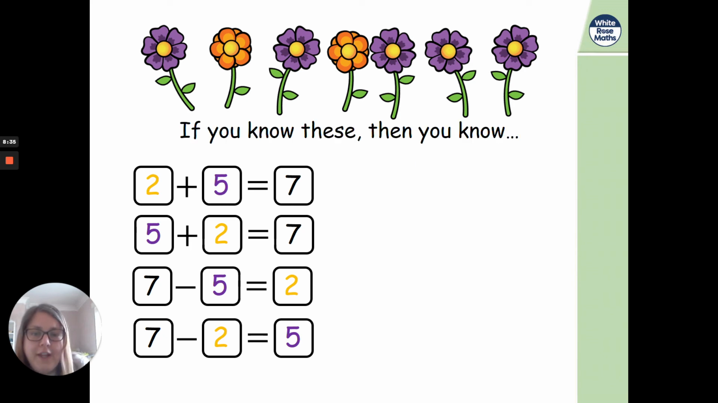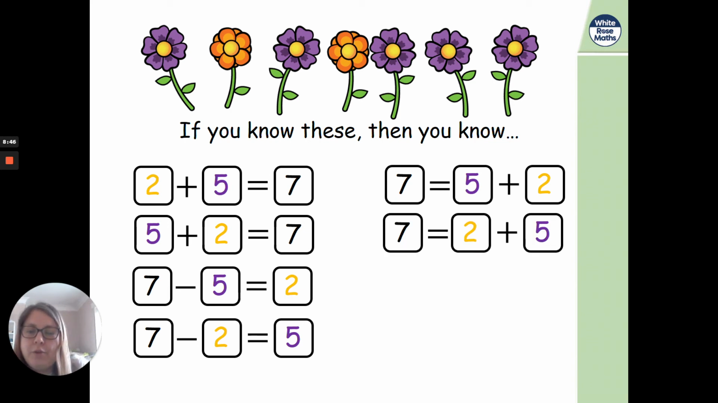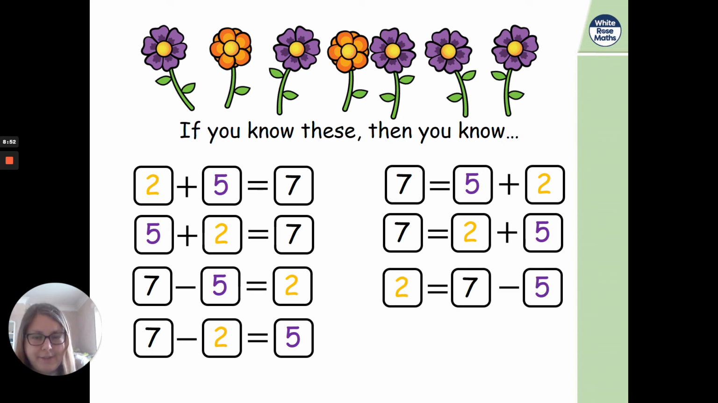So if we know these facts, then we know these ones as well. A whole equals a part add a part. So 7 equals 5 add 2. 7 equals 2 add 5. And we knew that, but these are the trickier ones now for the subtraction. Oh my goodness. A part equals a whole, take away a part.